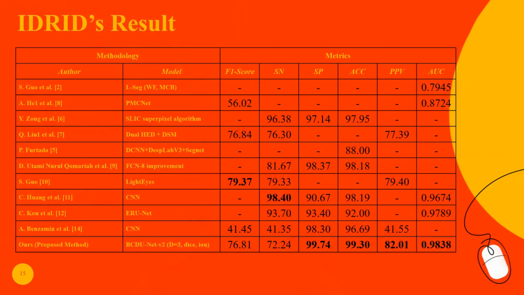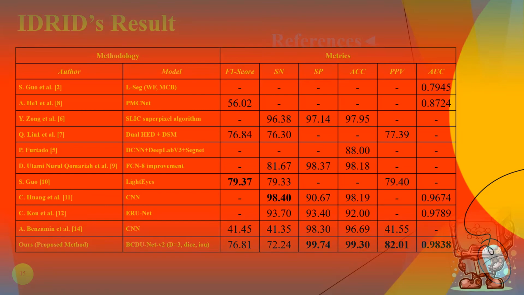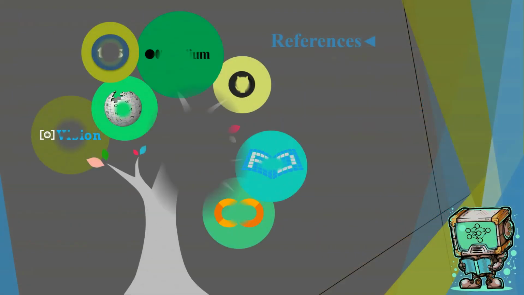Conclusion. In this paper, we presented a developed deep convolutional network called BCDU-Net V2 to perform hard exudate lesion segmentation. The results showed that this method can solve the problem with 99.30% accuracy. Also, in the future, we plan to solve the problem in the realm of multi-lesion segmentation. Reference. Thank you.